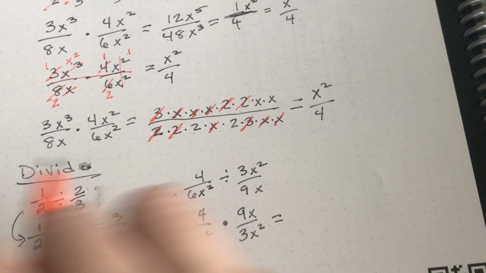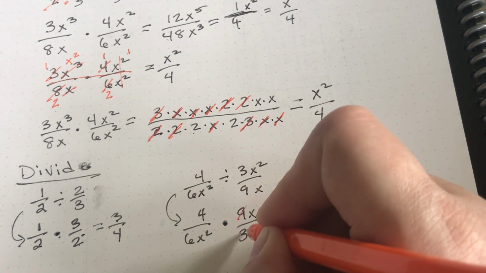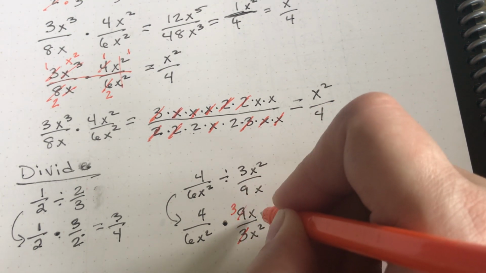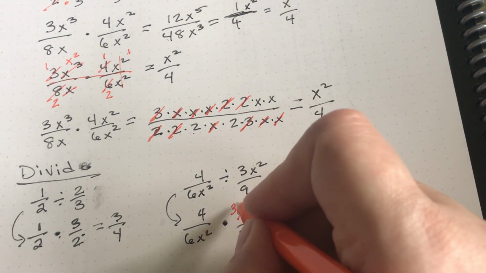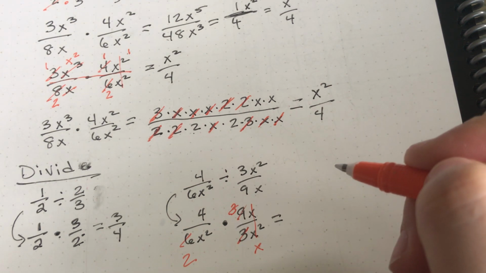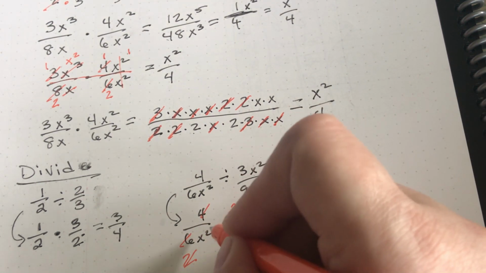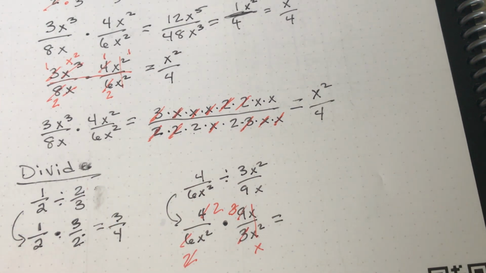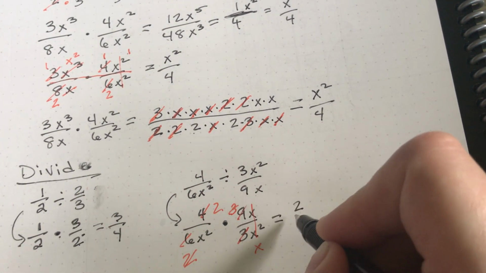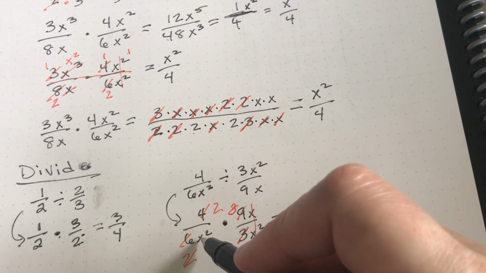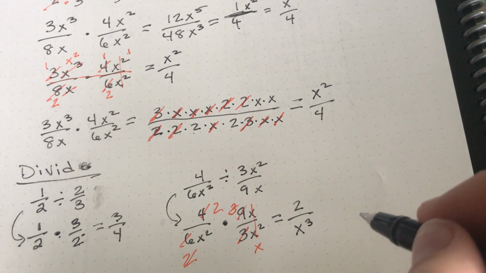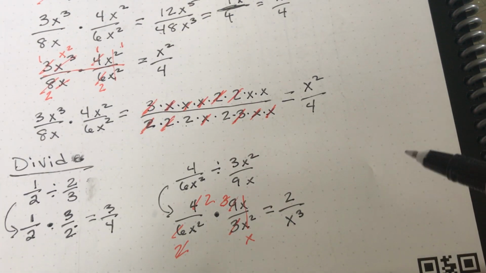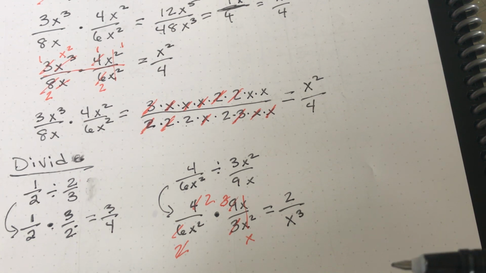So I'm going to, let's see, 9 divided by 3 is 3, and this is just x, and this is 2, and 4 divided by 2 is 2 up here. So I have 2 in the numerator, and x squared times another x is x cubed in the denominator. Okay. And like I said, there's lots of different pathways you could take. All right, that's it.